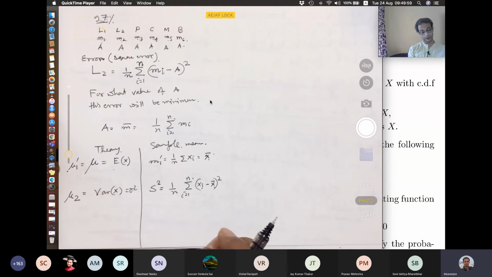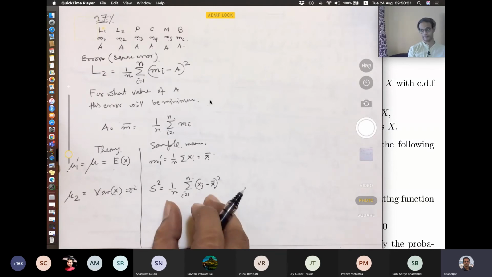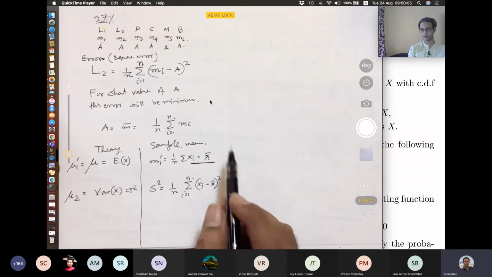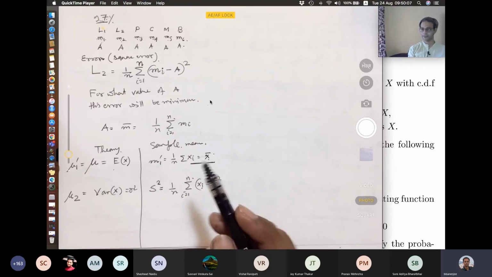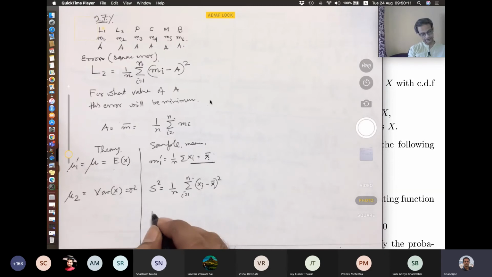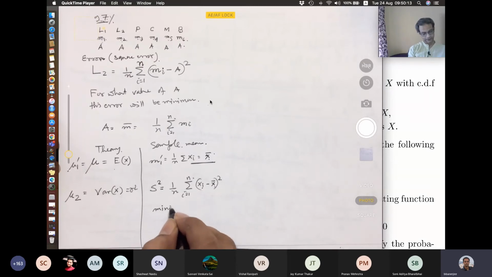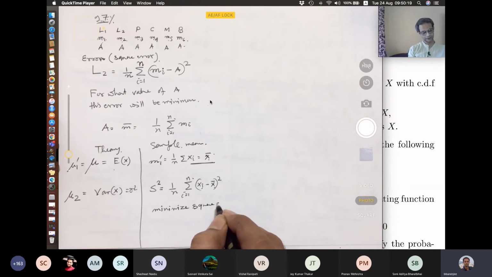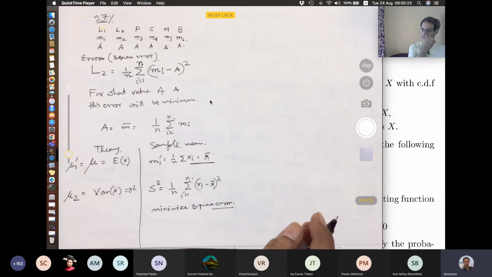Now, what does it say? With this interpretation, the square error is minimized, and that minimized error is the sample variance. So this is the minimized square error. It has many other interpretations.